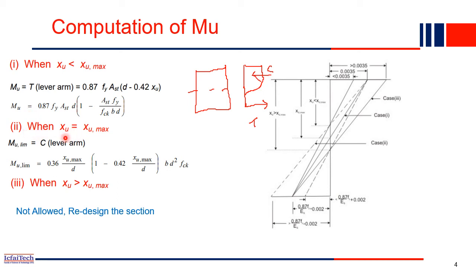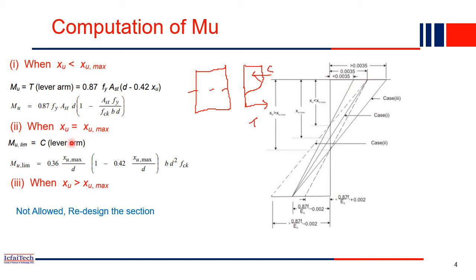Now the second case is when Xu is equal to Xu max, which means concrete also failed, steel also failed simultaneously. In the first case, steel failed first and concrete did not fail. That's why we computed the moment based on the steel force, because steel had already failed, but here concrete has not failed.